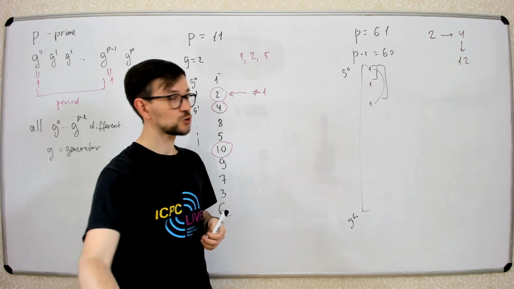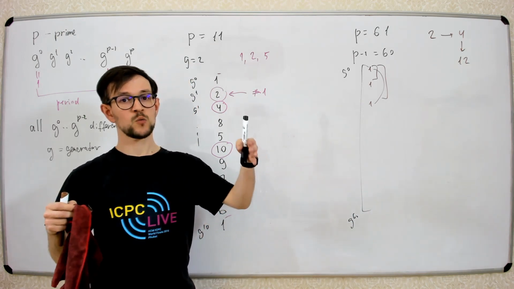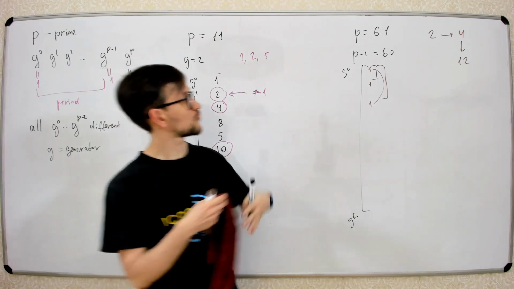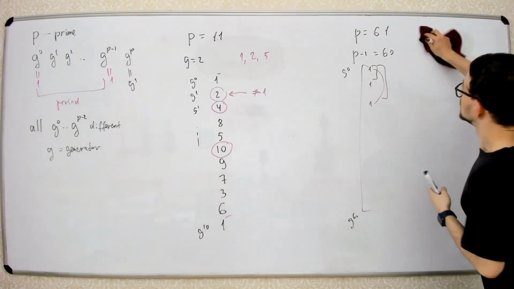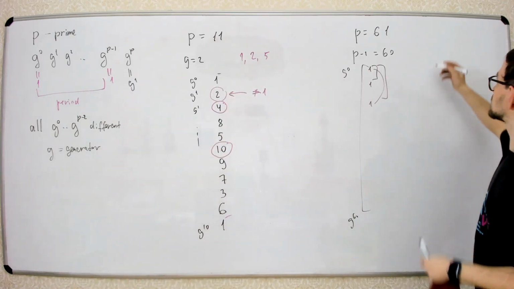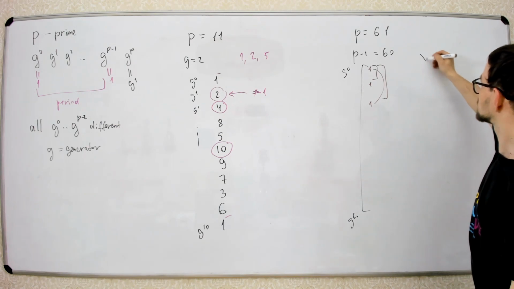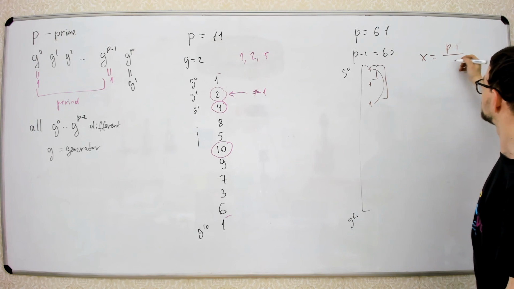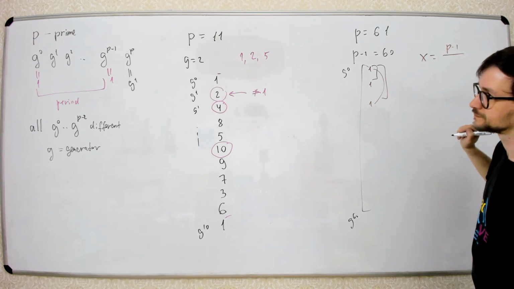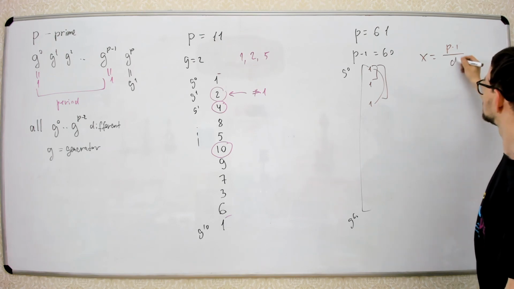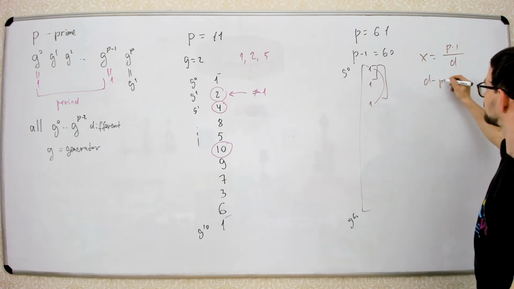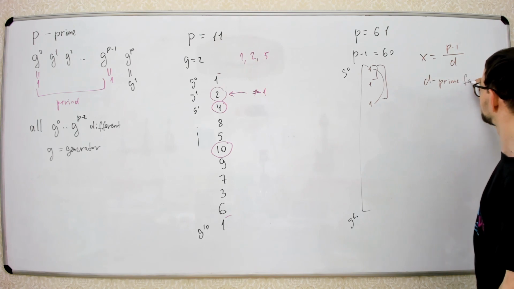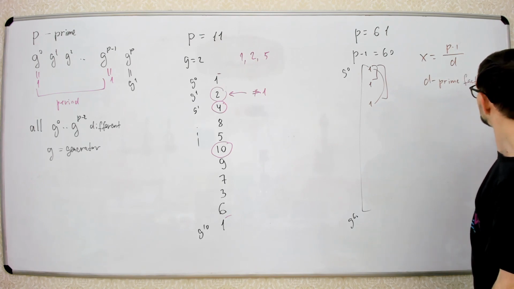Yes, what you need to do is to check periods which are a fraction of p minus 1. So you only need to check periods like x, which is p minus 1 divided by some d, because d is a prime factor of p minus 1.